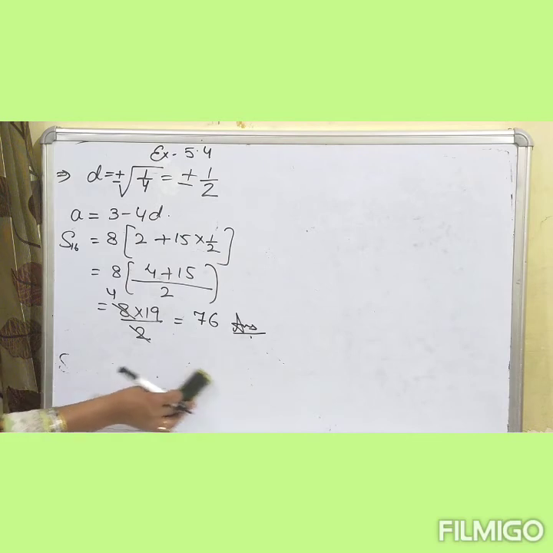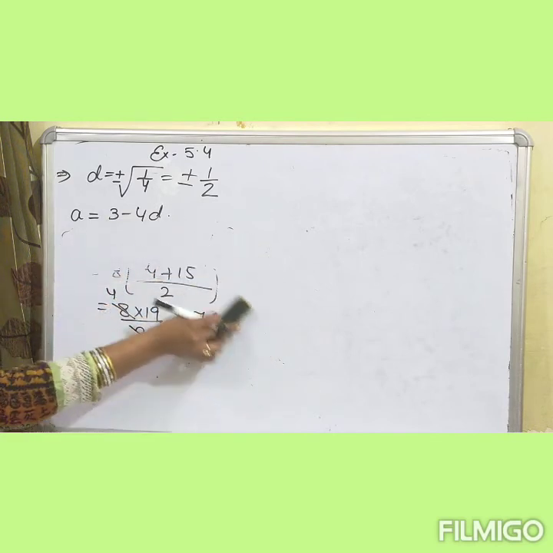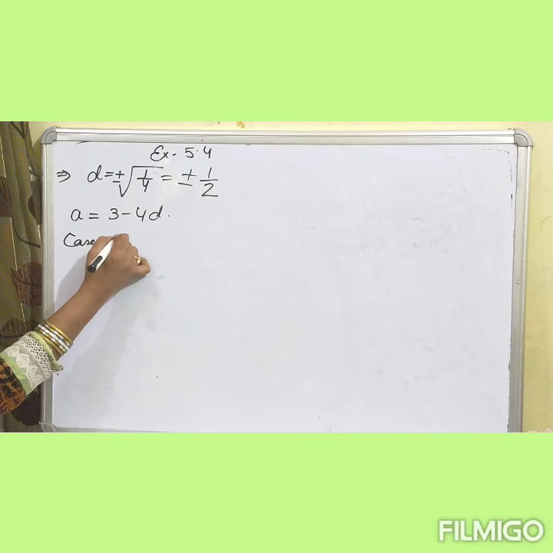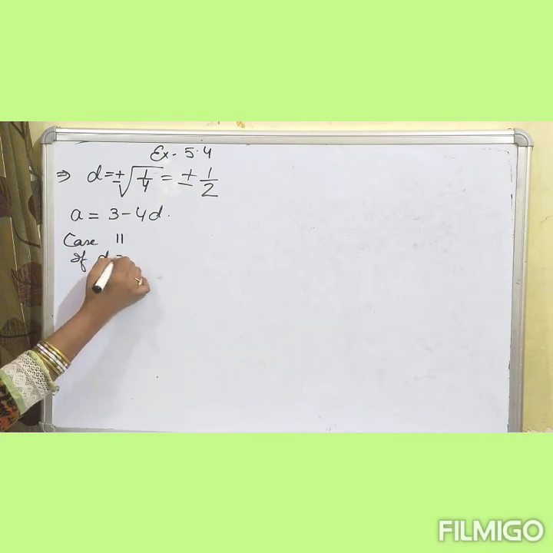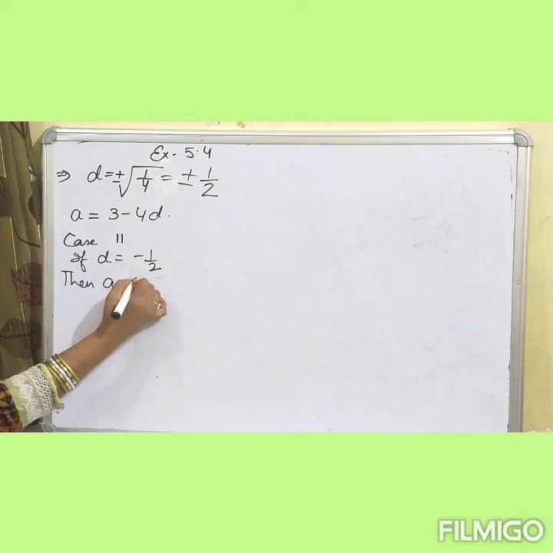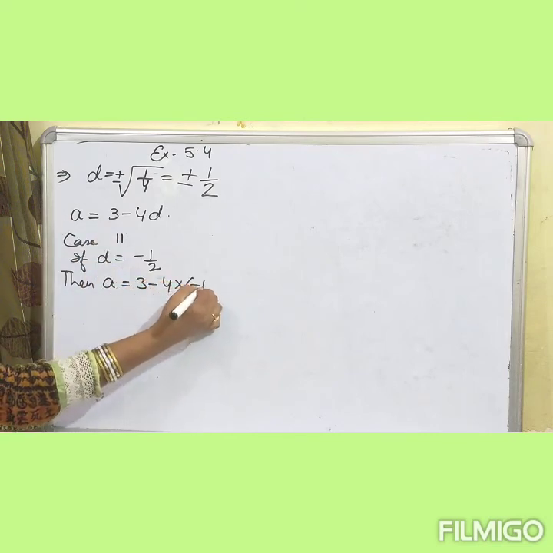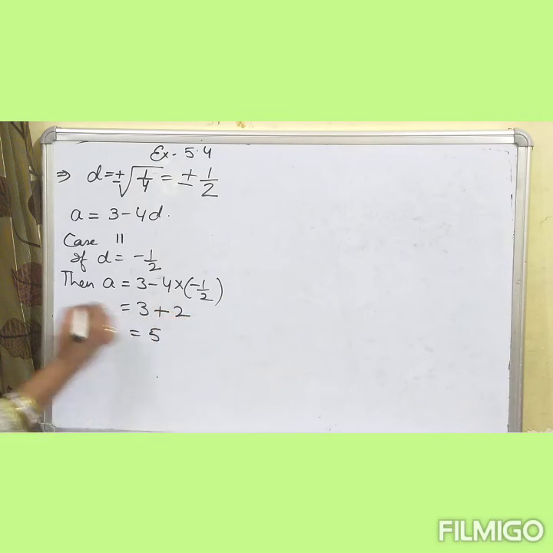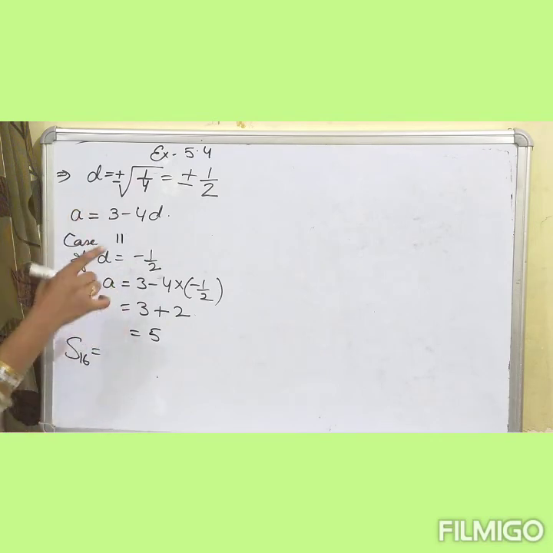Now we have to find out the value of S16 from case 2 also, when the value of D is minus 1 by 2. So let us see that. Case 2: if D is minus 1 by 2, then A will be 3 minus 4 into minus 1 by 2, that is equal to minus minus plus 2, 2 2s are 4, and it will be 5. Now I have to find out the value of S16 when the value of A is 5 and the value of D is minus 1 by 2.